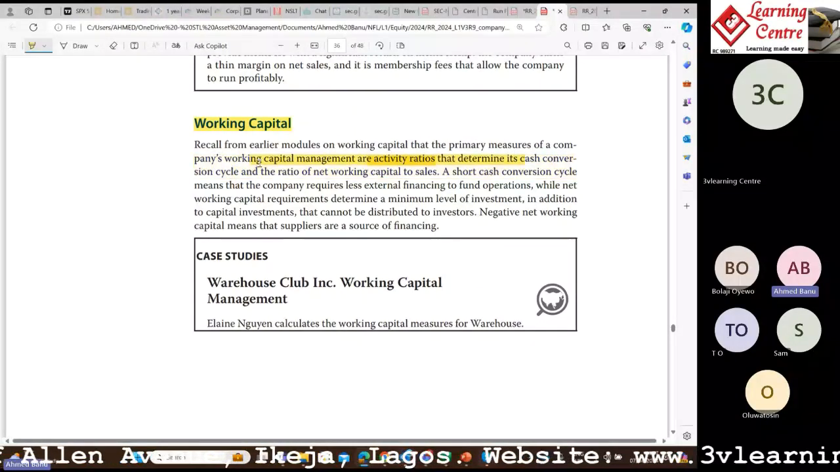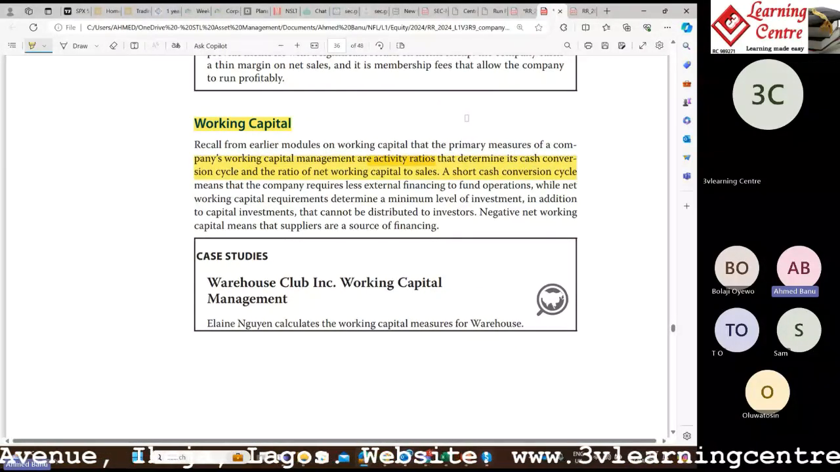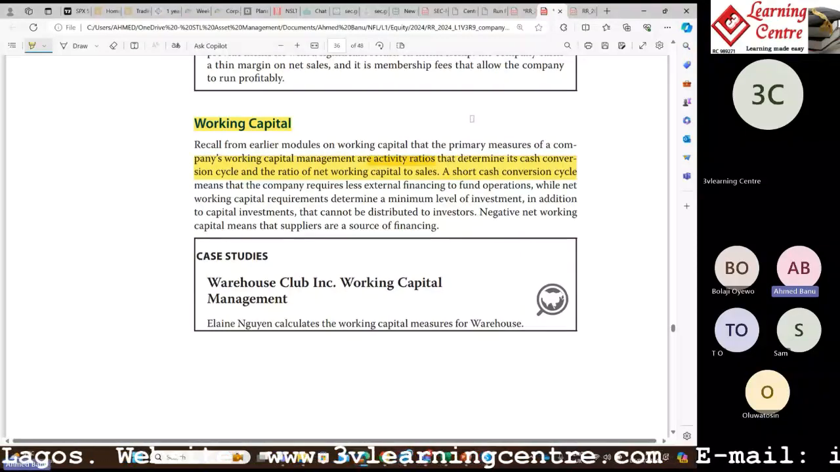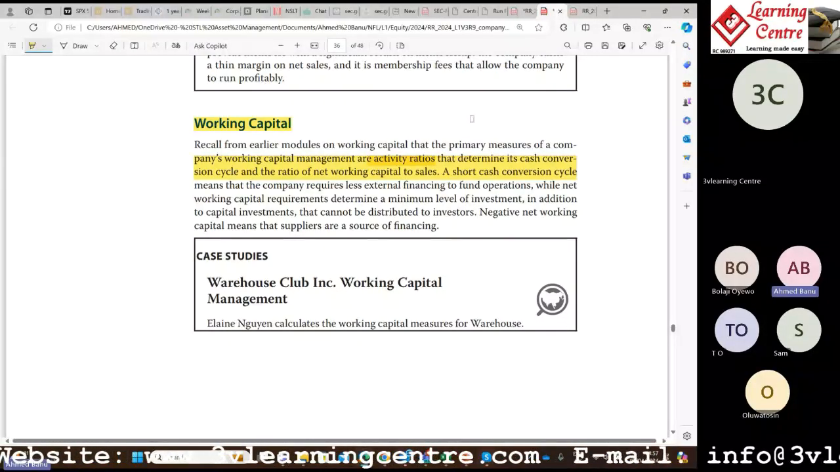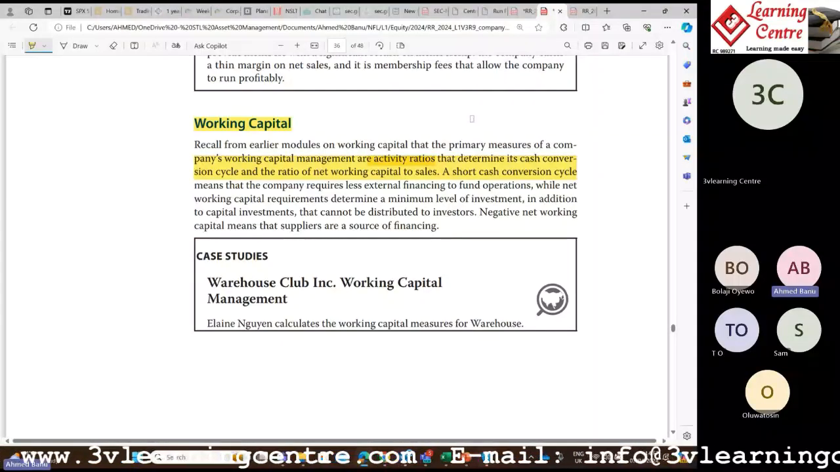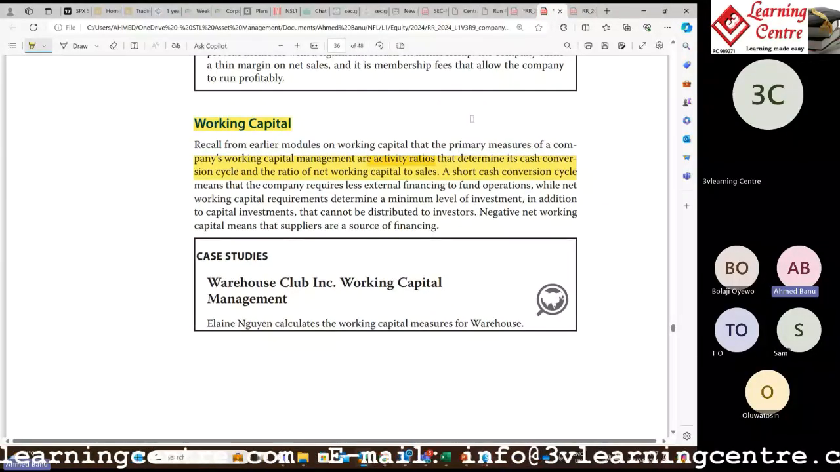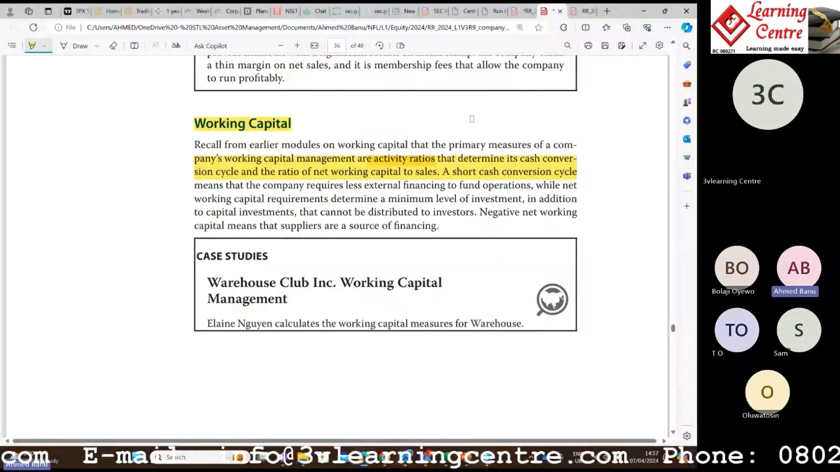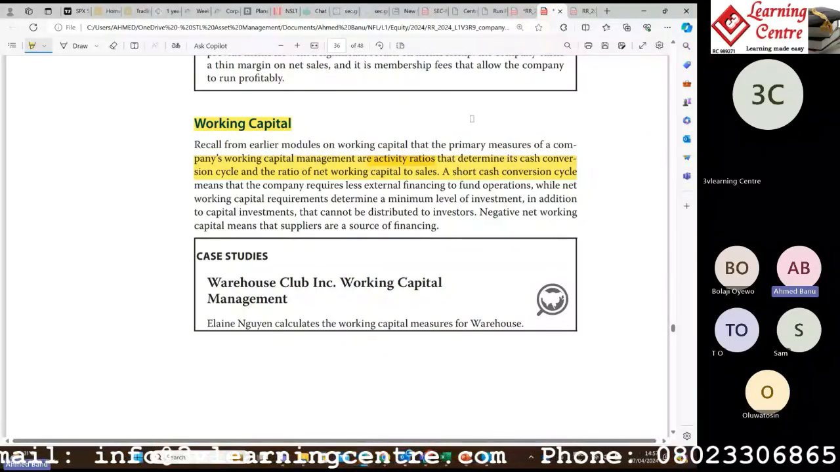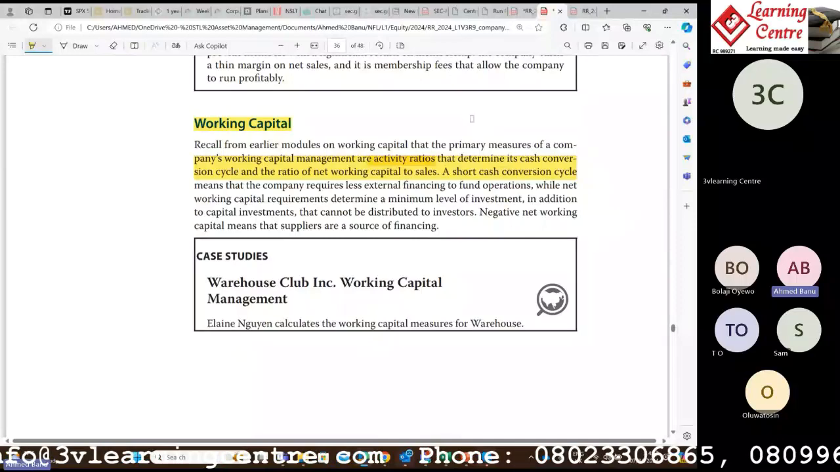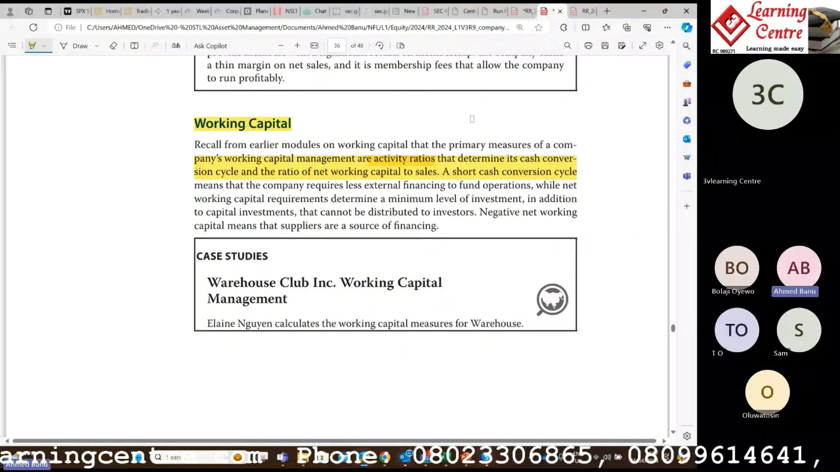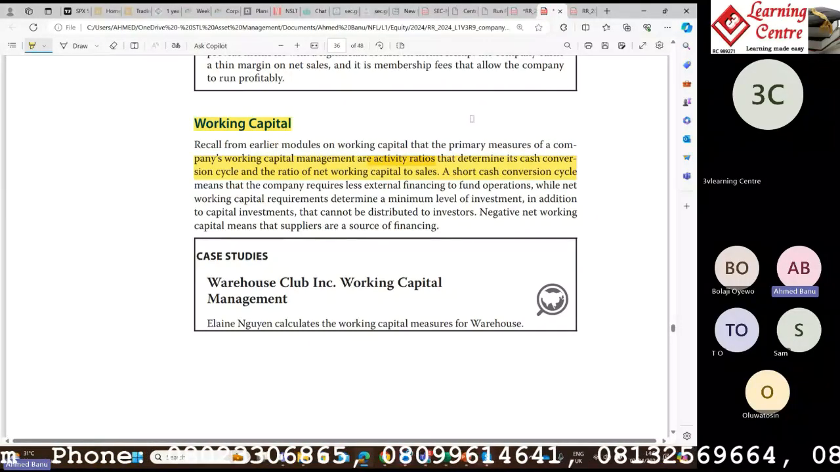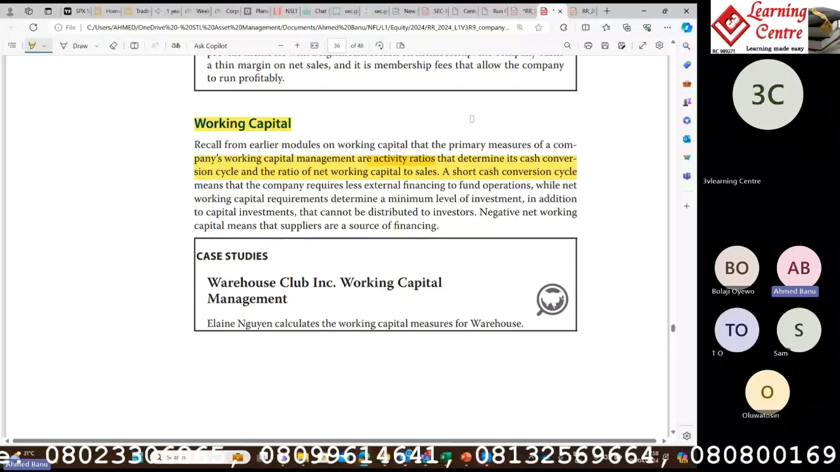I love that a lot. For me personally, I'm very big on cash conversion cycle. How fast does the company convert its assets to cash? From buying inventory to producing the product to selling the product and receiving cash, that is your cash conversion cycle. A short cash conversion cycle means that the company requires less external financing to fund operations. And when I'm doing my comparison across companies, I always look for the company that has the shortest cash conversion cycle.